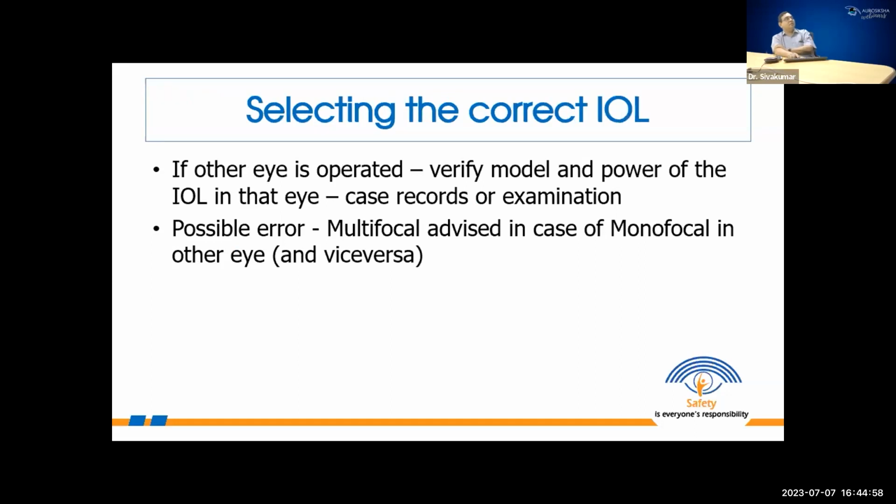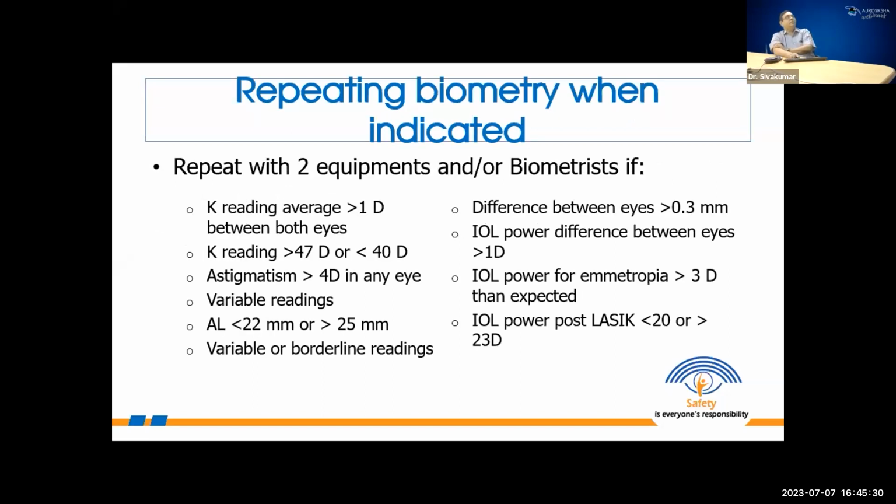Selecting the correct IOL, as I said before, when the other eye is operated, we should verify the case records, if available, as to what model and what power was implanted in that eye. And biometry is always done for both eyes. So note what the IOL power and readings in that eye were at the time of the previous surgery. This time also it should be close to it. Possible errors, as I said before, are that we can advise a multifocal in the case of a monofocal in the other eye or vice versa.